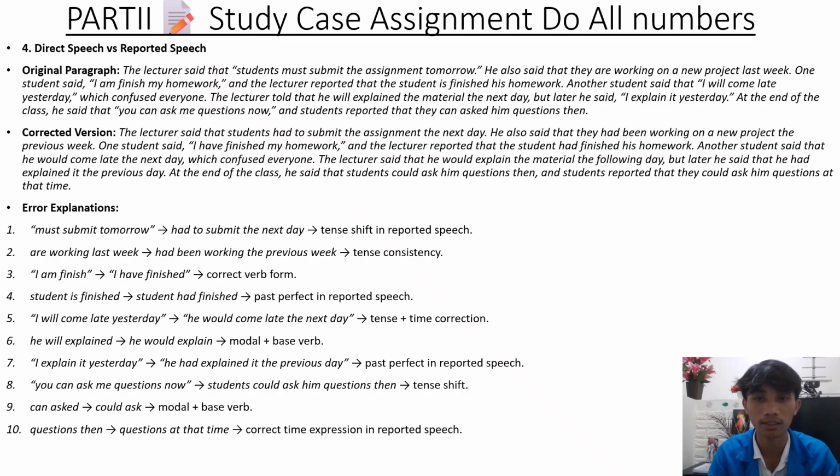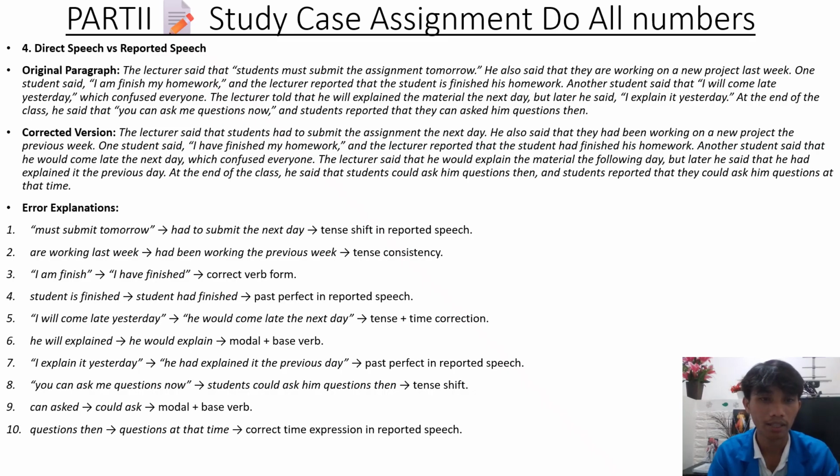The lecturer said that he would explain the material the following day, but later he said that he had explained it the previous day. At the end of the class, he said that students could ask him questions then, and students reported that they could ask him questions at the time.